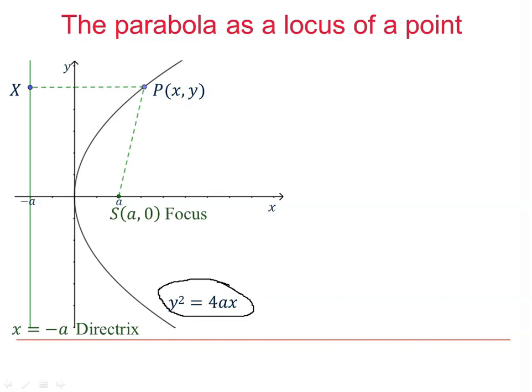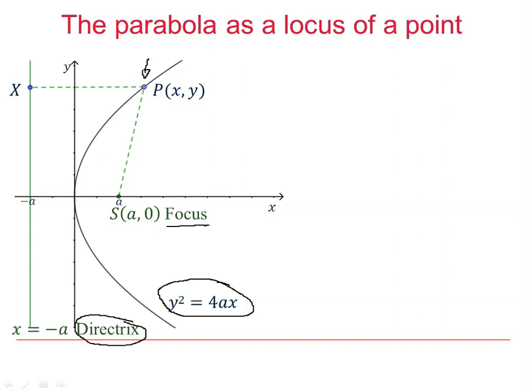The parabola can be considered as a locus, in other words a point moving, and that point is represented on the diagram here as P. So this is a general point on the parabola. And the locus is such that the distance from a fixed point, which is called the focus, is equidistant from a point on a line which is called the directrix. So these are new terms that you need to know.